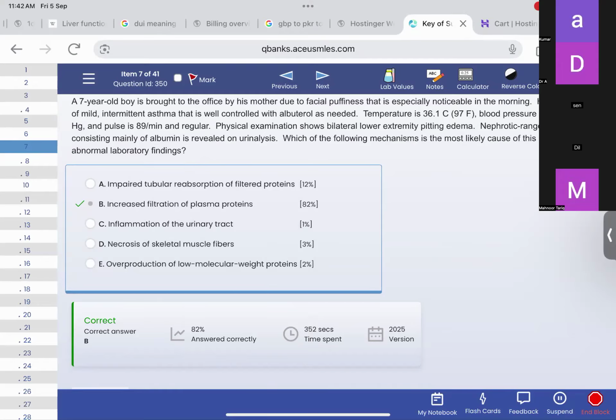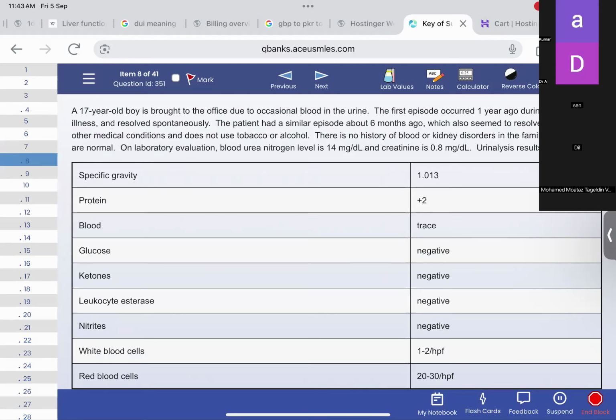And overproduction of nephritic. Overproduction would cause nephritic syndrome if that is the case. Okay, it is most in the nephritic picture, okay? And what is the overproduction of low molecular weight proteins? Multiple myeloma. Yeah, great. Low molecular weight proteins.